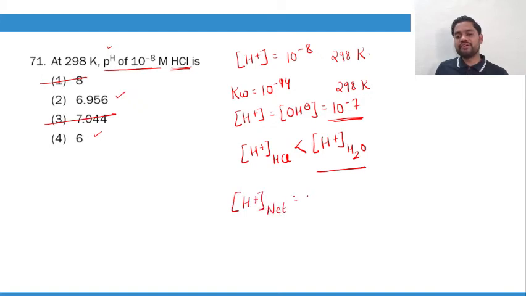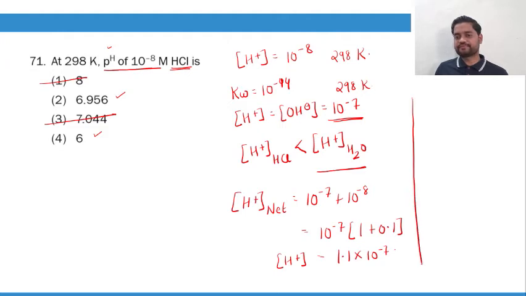will be what? 10 raised to minus 7 plus 10 raised to minus 8. Yes or no? So here if I take out 10 raised to minus 7, it will be 1 plus 0.1, that is equal to what? 1.1 into 10 raised to minus 7. So this is what? Concentration of H plus ion, right? Got it. So concentration of H plus ion is 1.1 into 10 raised to minus 7.